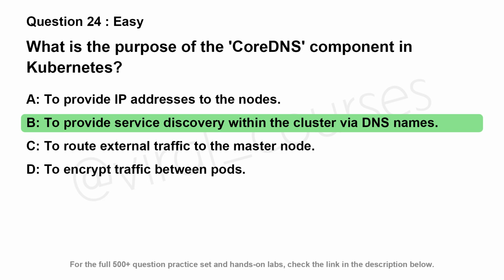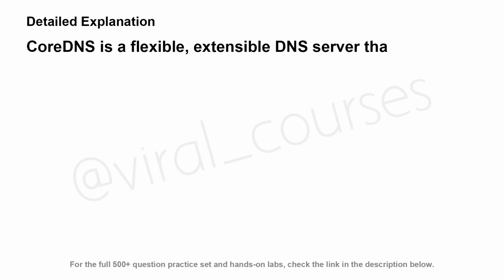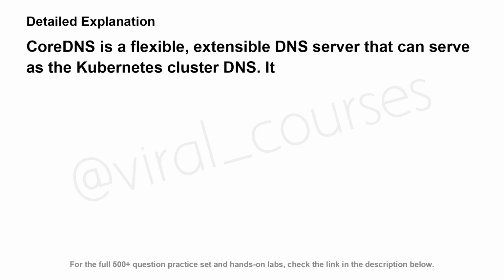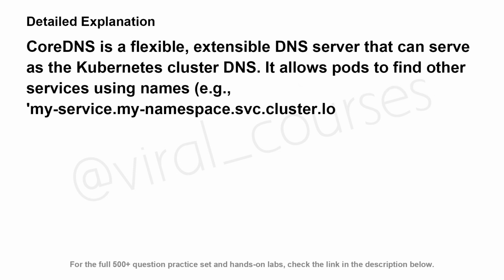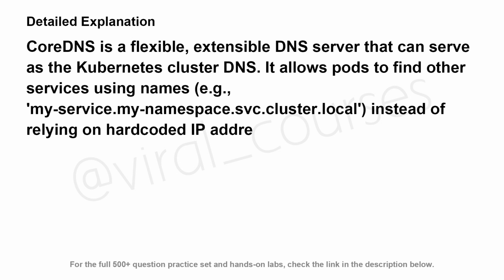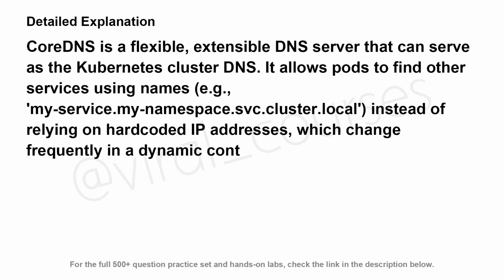The correct answer is B. CoreDNS is a flexible, extensible DNS server that can serve as the Kubernetes cluster DNS. It allows pods to find other services using names, e.g., my-service.my-namespace.svc.cluster.local, instead of relying on hard-coded IP addresses, which change frequently in a dynamic container environment.